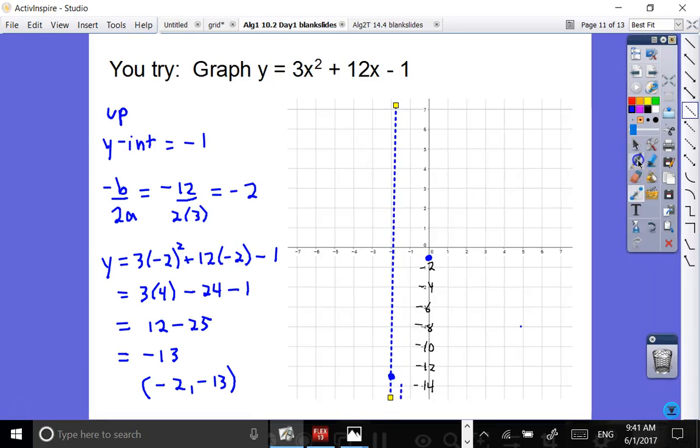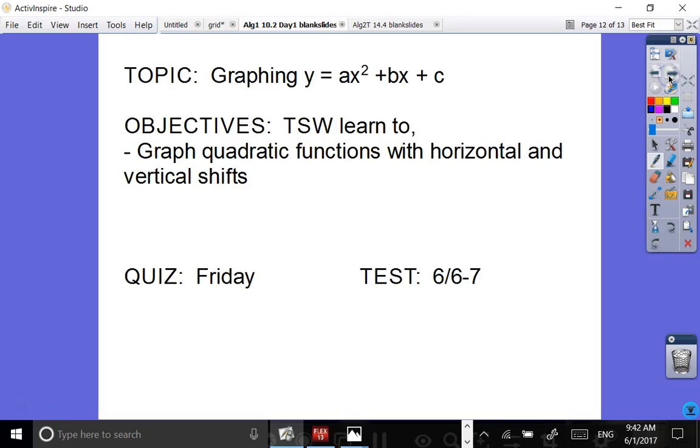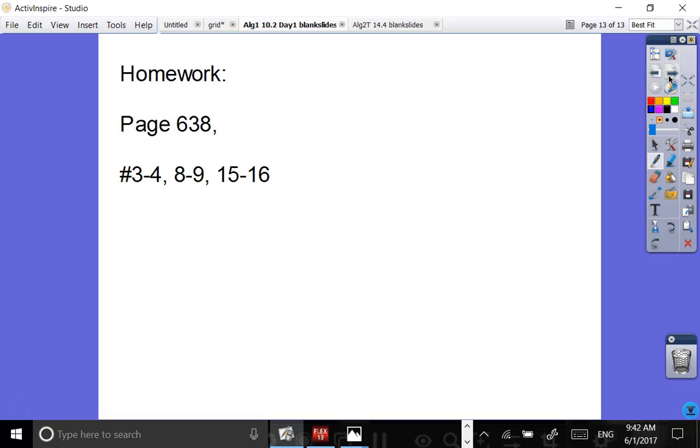And then I use symmetry to find another point. Right? If there is a point 2 to the right of the axis of symmetry, there should be a point 2 to the left. And now with those 3 points, can we see the parabola, and does it open up like we said it would? Yeah, it does. So that's good. Kind of hard to draw that nice U shape going through, but do what you can. So that is it. That is the homework. We're done. We just have a little bit to add tomorrow and a quiz.